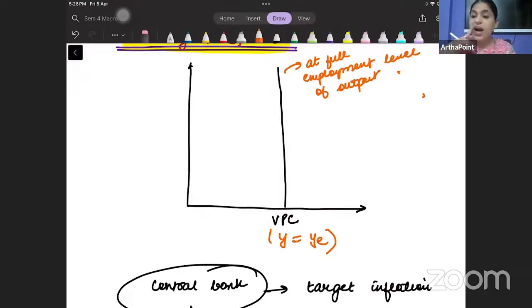Okay. Now we have set a target inflation. So let's say that I tell you my target inflation is 2%.